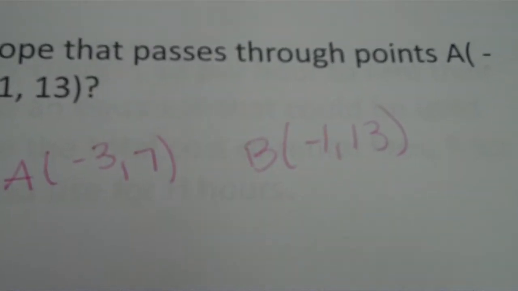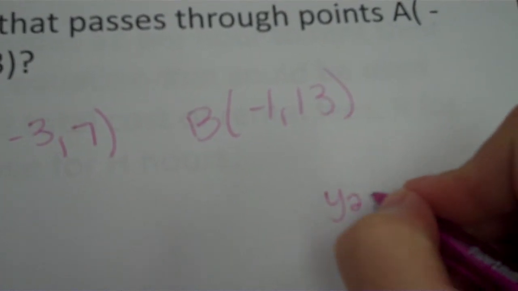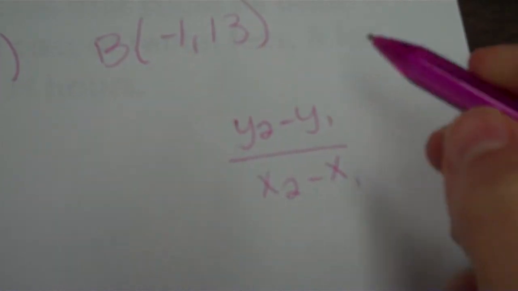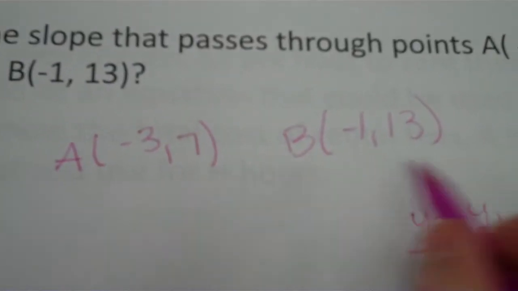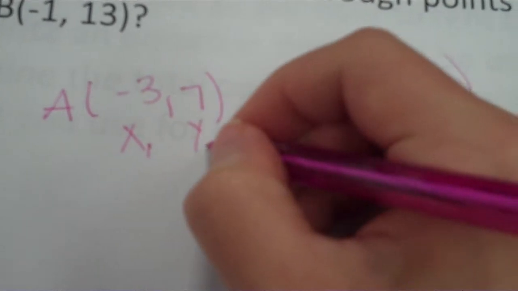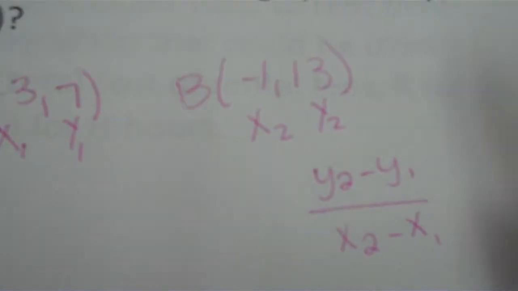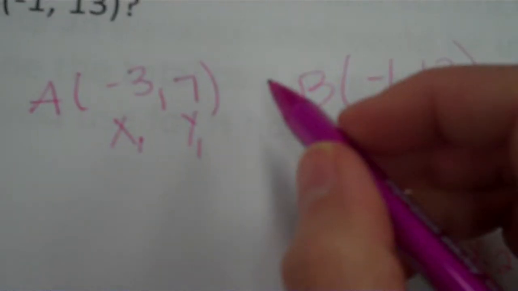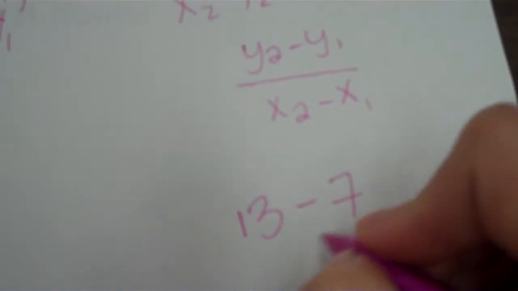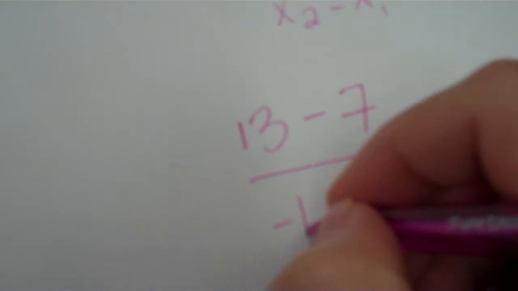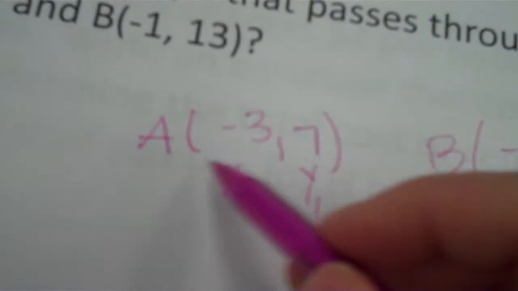Now you should know this, we've done this before, so this is just y2 minus y1 over x2 minus x1. Okay? We've done this before, slope formula. And if you don't remember, we put x here and y here. X here and y here. Okay? This is the first point, and this is the second point. So y2 is 13 minus y1 is 7, over x2, that is a negative 1, so negative 1 minus, and x1 is negative 3.